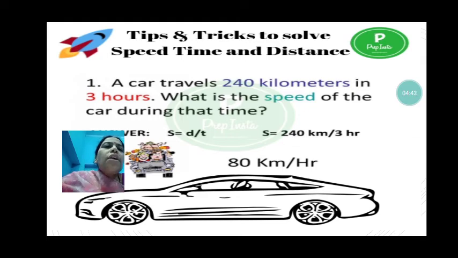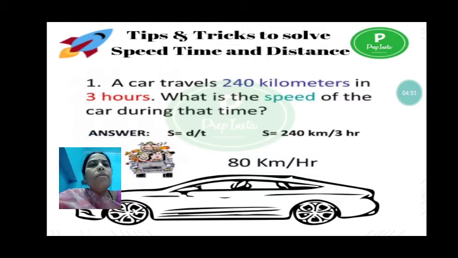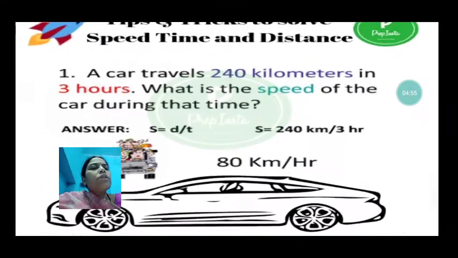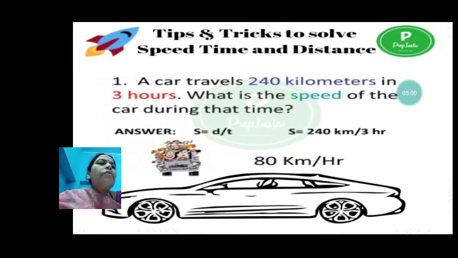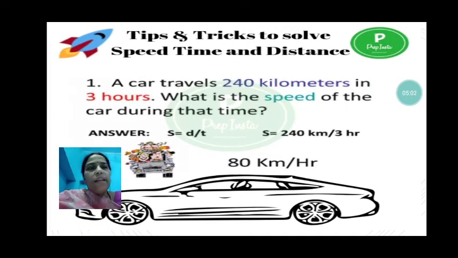Next question. A car travels 240 kilometers in 3 hours. What is the speed of the car during that time? Speed is equal to distance by time. The distance is 240 kilometer and the time is 3 hours. So divide 240 by 3. We will get 80 kilometer per hour.